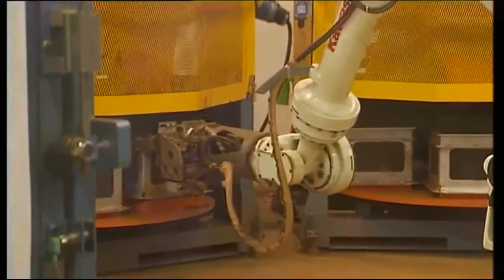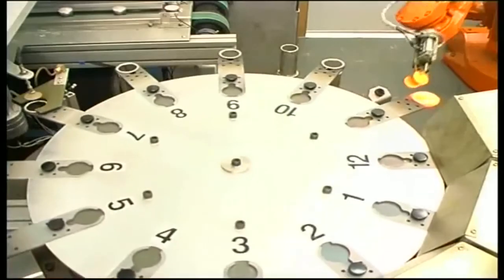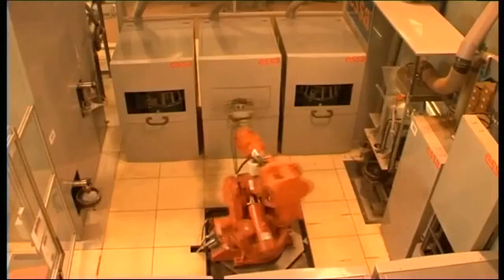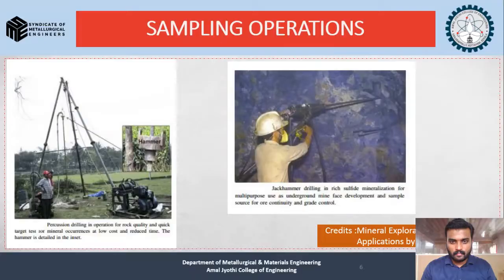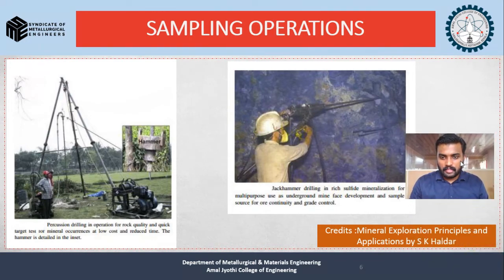A third sample is split off for chemical analysis in the laboratory, where once again ESSA's automated solutions ensure optimum accuracy and efficiency. So these are some of the sampling operations normally done at industrial level, and I got these images from Mineral Exploration Principles and Application by S.K. Halder, and from this book I got these images.